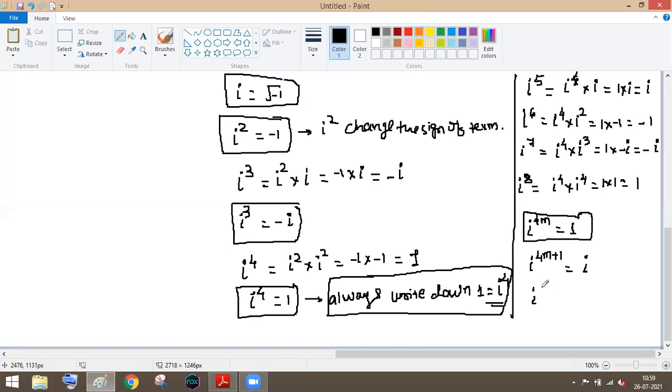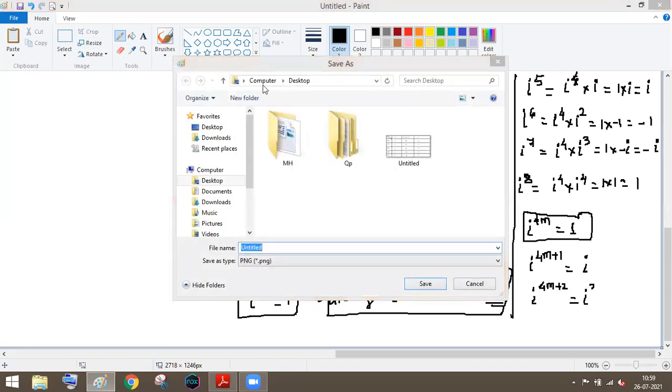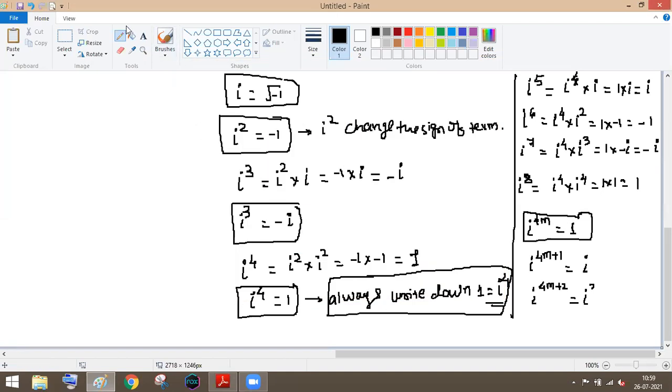What will be i to the power 4m plus 2? Can we say that it will be i squared, which is equal to minus 1? Yes.